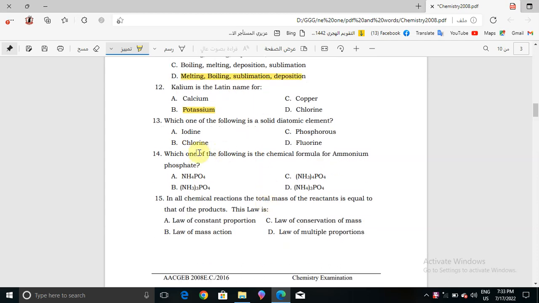Now question number 13. Which one of the following is a solid diatomic element? Iodine, chlorine, phosphorus, or fluorine?